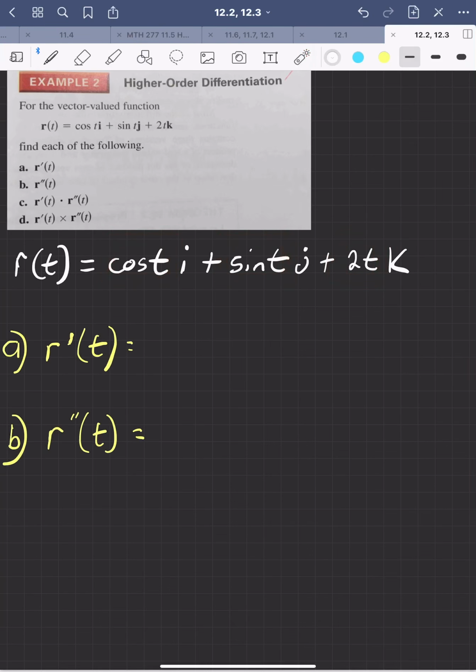So what is that going to look like? It should look like this. So the derivative of cosine of t would be negative sine of t. All right, now don't forget your direction here. It's easy to forget the i, the j, the k. So continuing, the derivative of sine of t is just cosine of t. And finally, the derivative of 2t with respect to t is just 2.